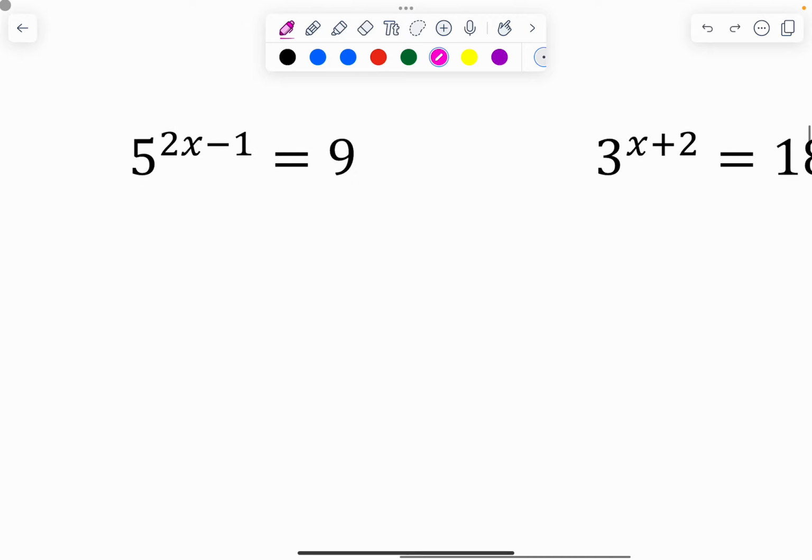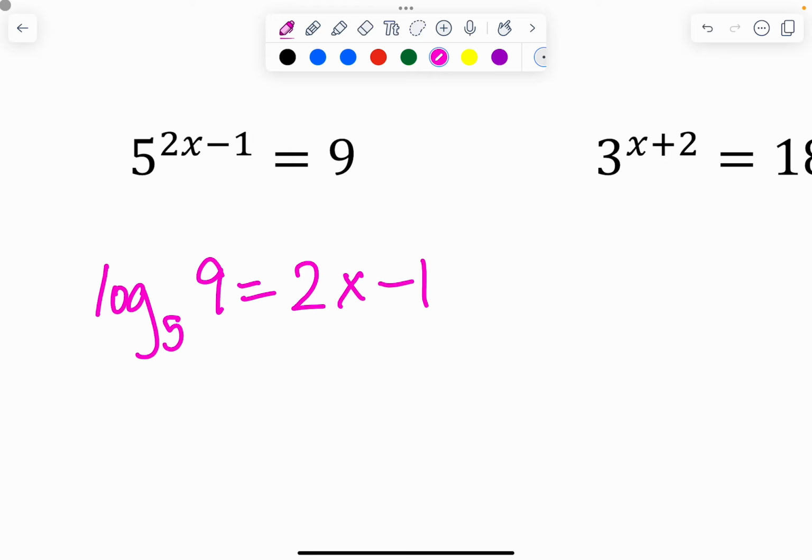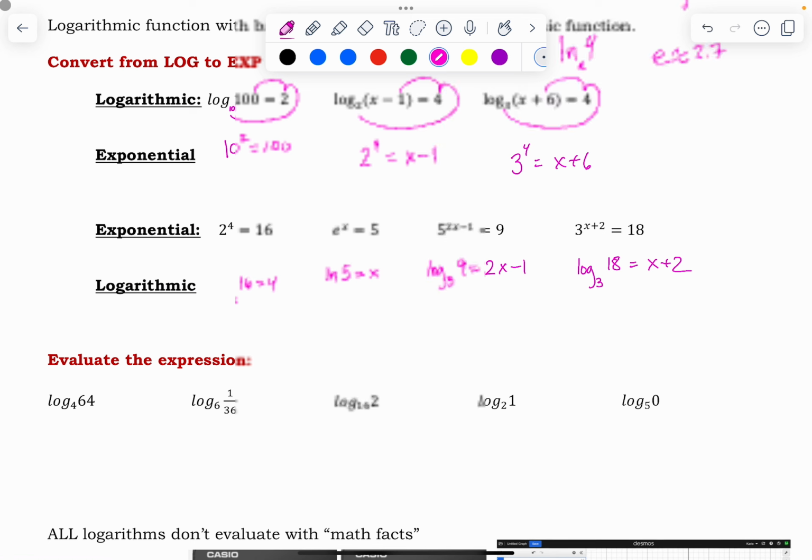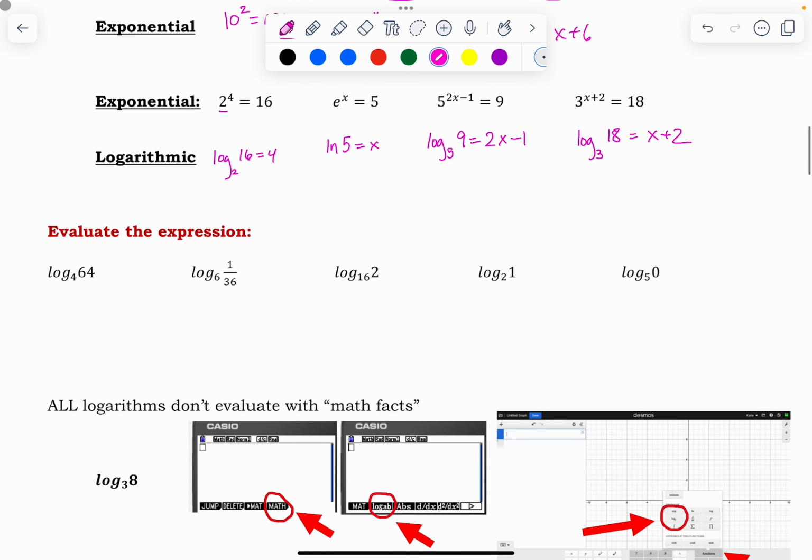Here our base is 5. Log base 5 of 9 is equal to 2x minus 1. This base is a 3. Log base 3 of 18 equals x plus 2. Super. Okay, evaluate the expression.